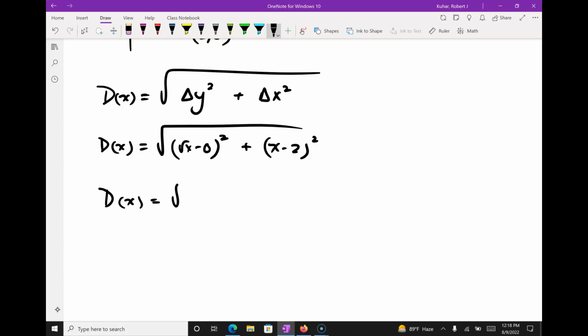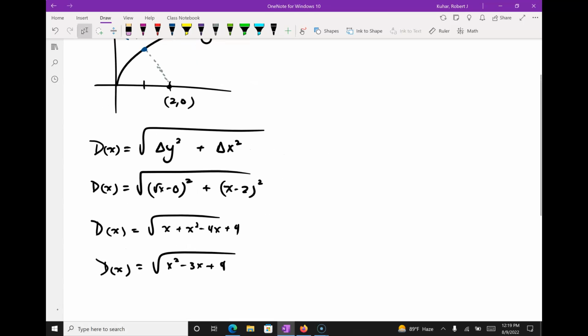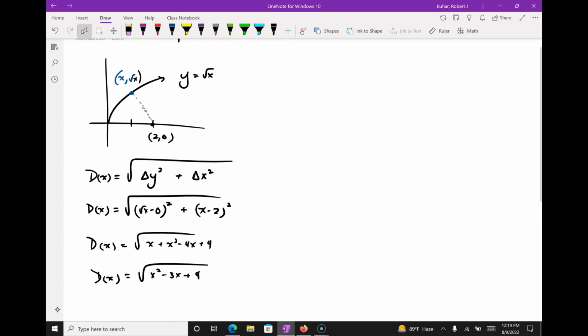Okay. So I try and simplify this if I can. I get an x plus an x squared minus a 4x plus 4. So my final distance formula is square root of x squared minus 3x plus 4. And what do I know right away about this distance? What are the properties of this particular function? The distance can never be 0, right? It could only be 0 if my point was on the curve. And d of x has no max.